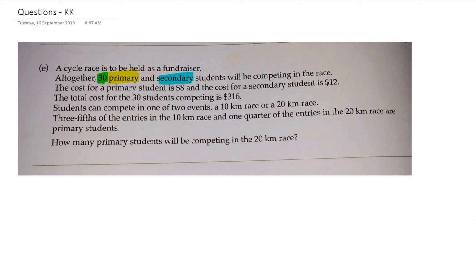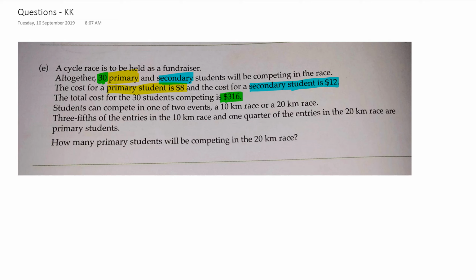They also tell us what the cost is. We've got $8 for the primary student, and the cost for the secondary student is $12. Together, the total cost for that is $316. So first, I'm going to write that part here as an equation.